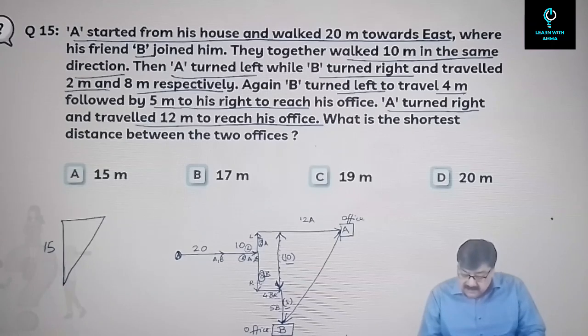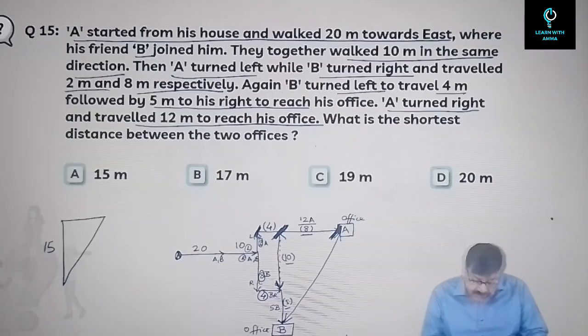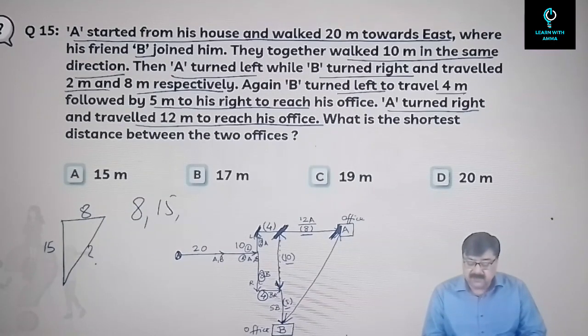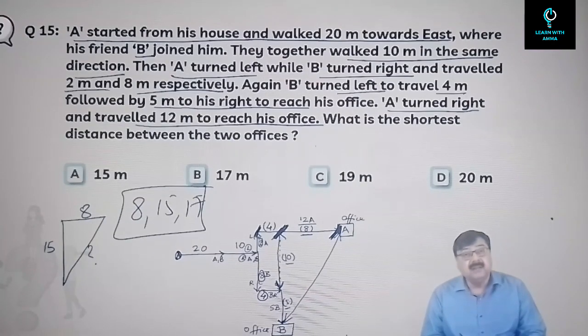Now the horizontal distance from this point to this point is 12, but from this point to this point is going to be 4. This is a parallelogram, right? This is a parallelogram. So up to here it is 4, so from this point to this point should be 8. So we get an 8 here, and we need to find this distance. Pythagorean triplet, 8, 15, 17. So choice B here should be the correct answer.